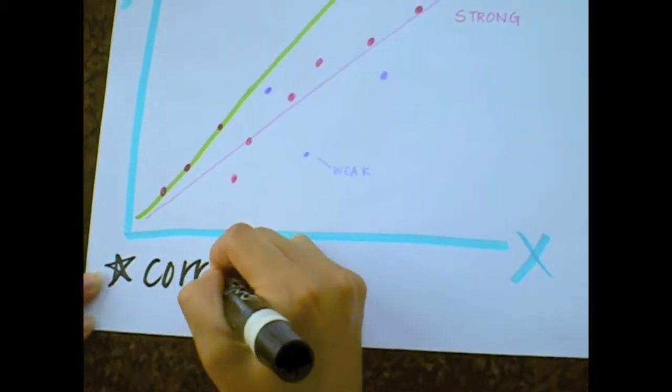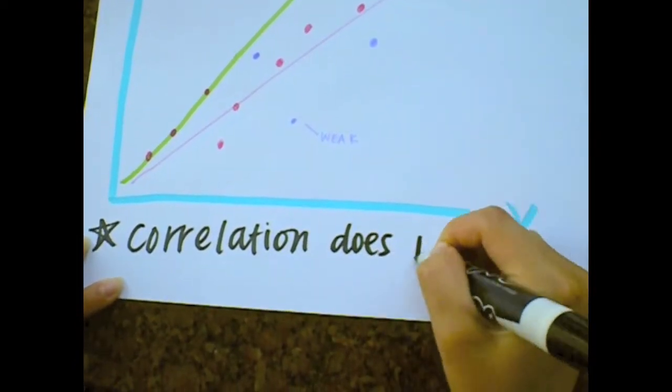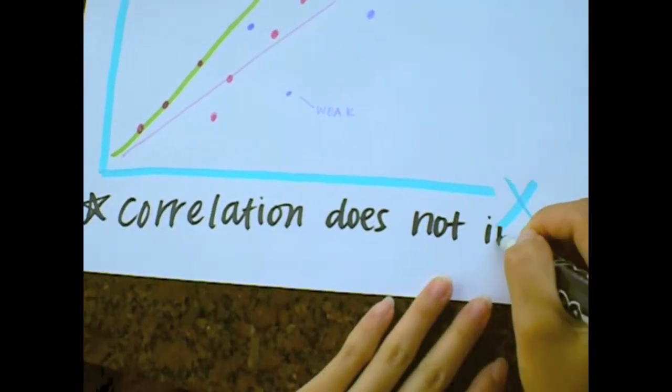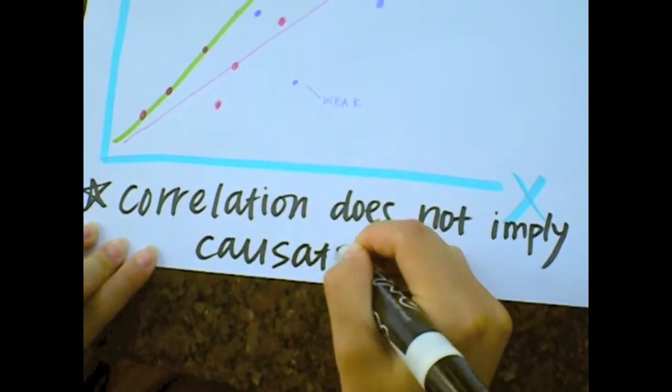Something you must stress to your students is that correlation does not imply causation. Writing it multiple times in capital letters with bold color should probably do the trick, like so.